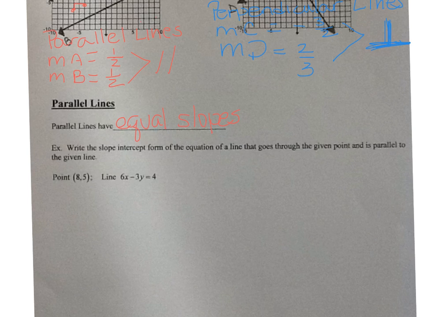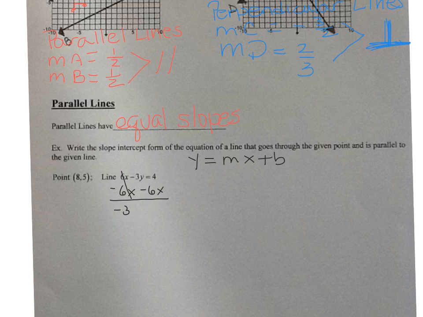It says write the slope intercept form. Remember, slope intercept form is y equals mx plus b, because I'm finding the slope and the y-intercept of a line that passes through the given point. So we're going to go through (8, 5). And is parallel to this line here. So remember, in order for it to be parallel to this, it has to have the same slope. So the first thing I want to do is I want to take this line and put it in y equals form. So I'm going to start off by minusing 6x.